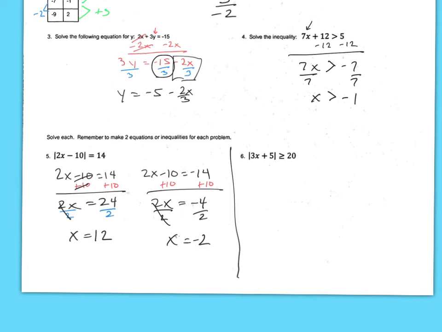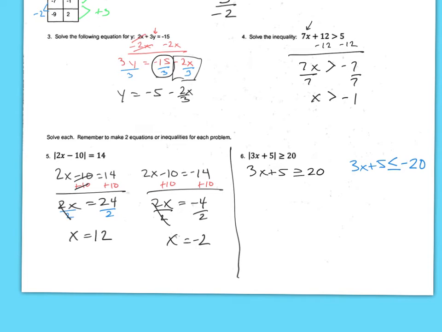Now, for an inequality, again, it takes two things. First one is 3x plus 5 is greater than or equal to 20. Exactly the way you see it. The second one, 3x plus 5, flip the inequality over, change the sign, just on the 20. All right, so here we go.